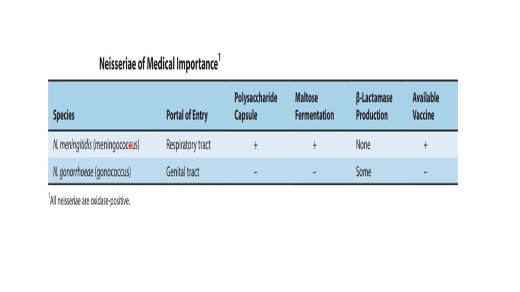Portal of entry of meningococcus is the respiratory tract, while the portal of entry for gonorrhea is the genital tract. It is a sexually transmitted disease. Polysaccharide capsule is present in Neisseria meningitidis, while capsule is absent in Neisseria gonorrhea. Neisseria meningitidis can ferment both glucose and maltose, while Neisseria gonorrhea ferments only glucose, not maltose. It is maltose fermentation negative. Neisseria meningitidis does not produce beta-lactamase, while some strains of Neisseria gonorrhea can. Vaccine is available for Neisseria meningitidis, and not available for Neisseria gonorrhea.